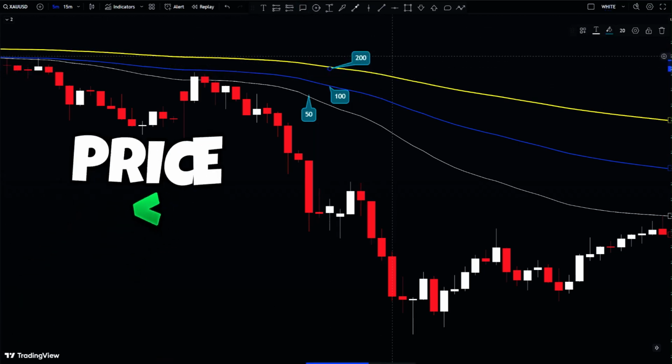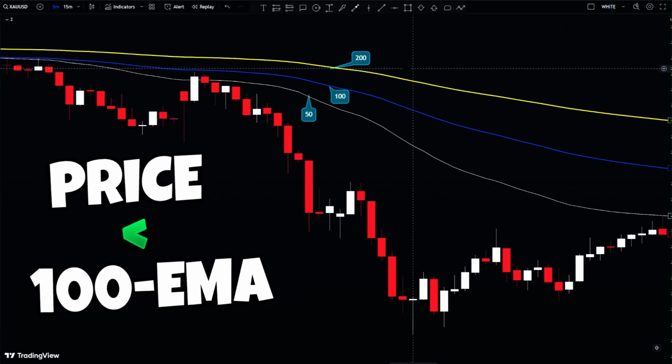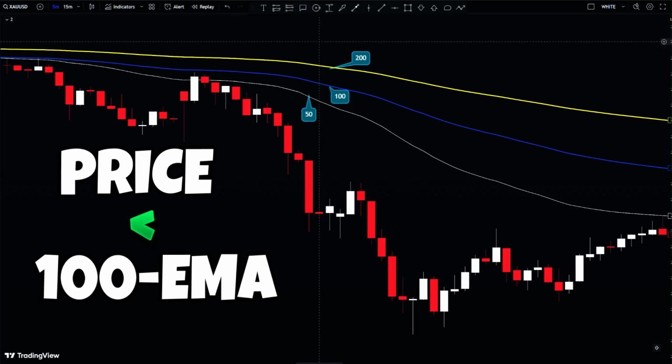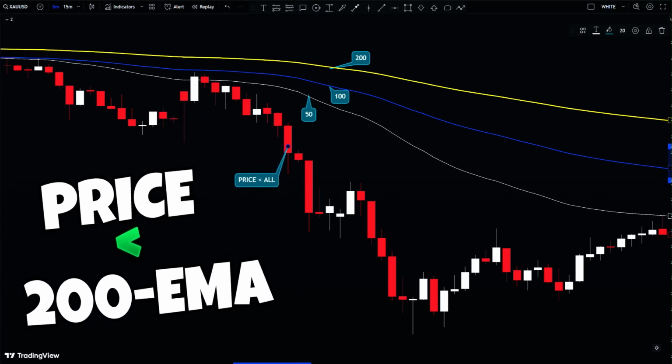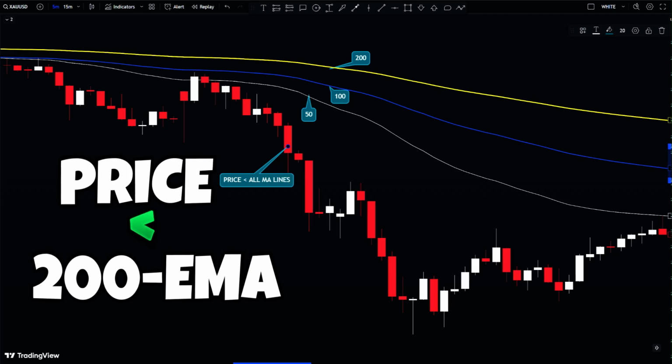And if the price is also below the 100 period MA, it confirms a bearish mid-term trend, reinforcing the downtrend. Lastly, when the price is below the 200 period MA, it indicates a long-term bearish trend, giving us the full picture of a solid overall downtrend.